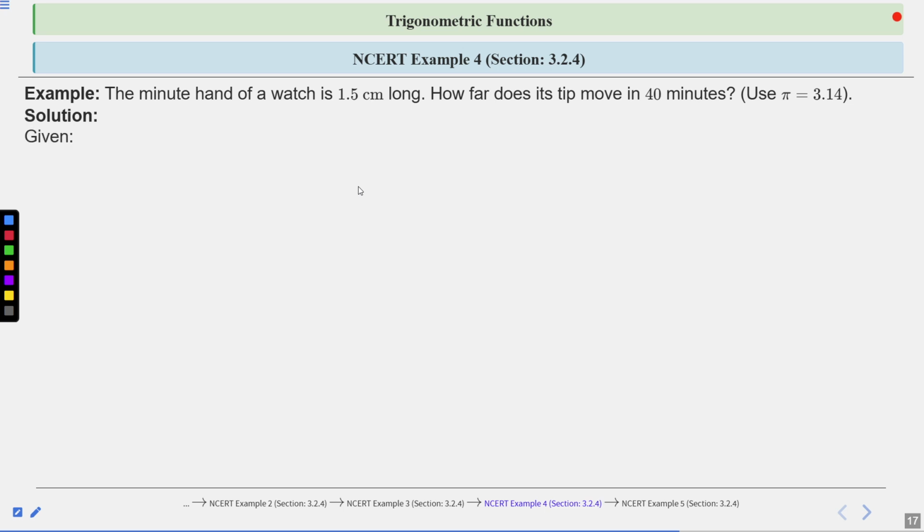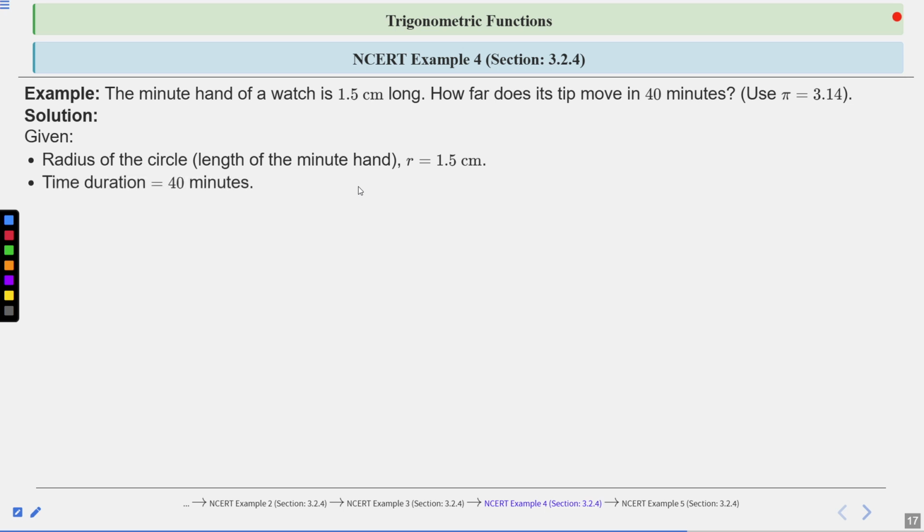So starting with the given information. The radius of the circle, radius meaning the length of the minute hand. So just visualize how we are translating this problem into a circle form. This minute hand represents your radius, simple. So r is 1.5 centimeters. Now the time duration is 40 minutes.